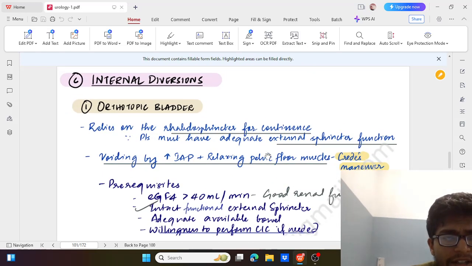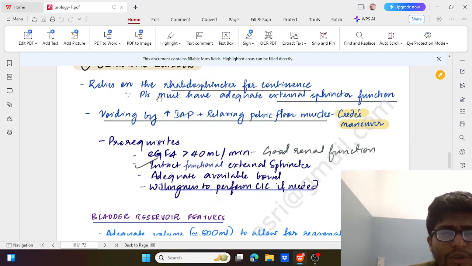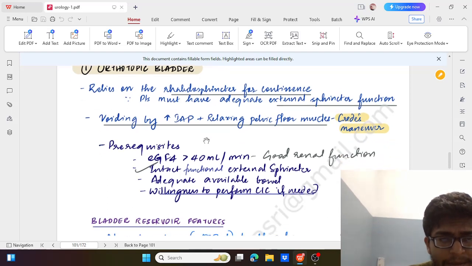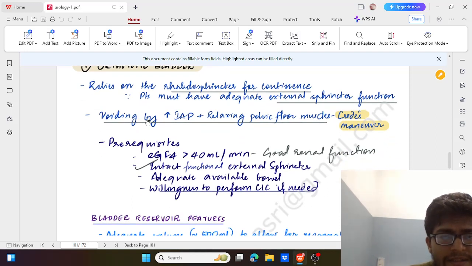Now coming to internal diversions. First in internal diversion is the orthotopic bladder. The orthotopic bladder relies on the rhabdosphincter, the normal sphincter of the body, for continence, and the patient must have adequate function of the external sphincter. Voiding is done by increased intra-abdominal pressure and relaxing the pelvic floor muscles, which is known as the Credé maneuver.